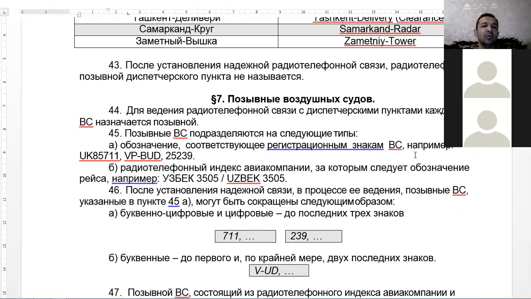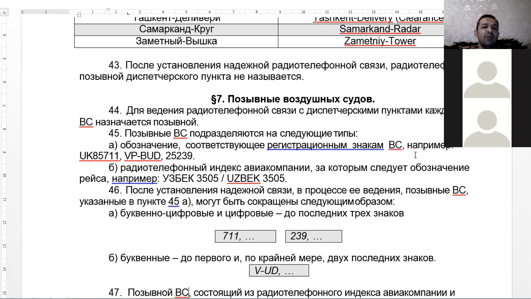For example, Uniform Kilo. Do you remember the alphabet in standard phraseology? We call these names. U will be Uniform, K will be Kilo. Uniform Kilo 85711 is the registration number of the aircraft when it's maybe not performing scheduled flights, maybe just passenger flights, mail flights, transit flights. Pilots work with the registration number of the aircraft.